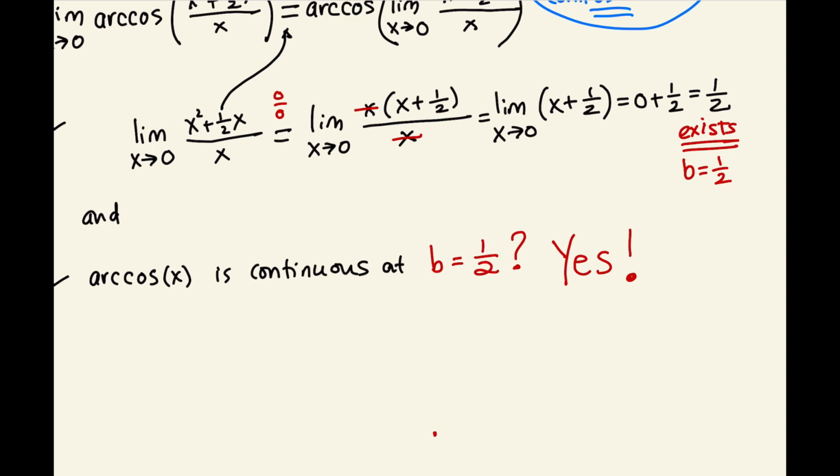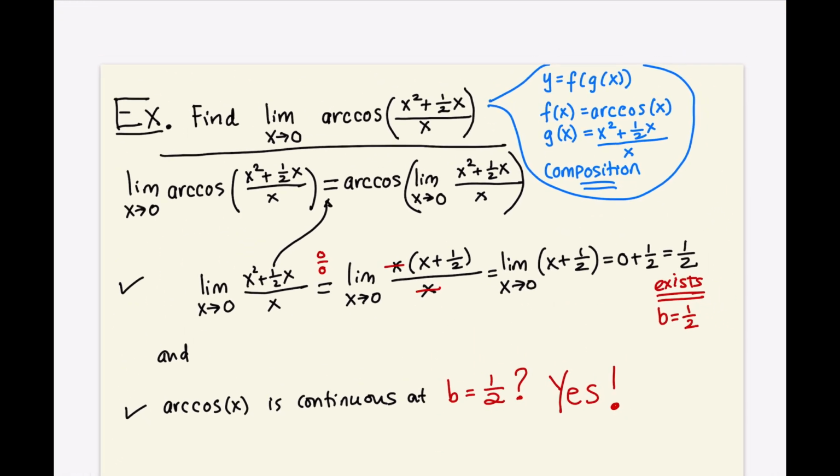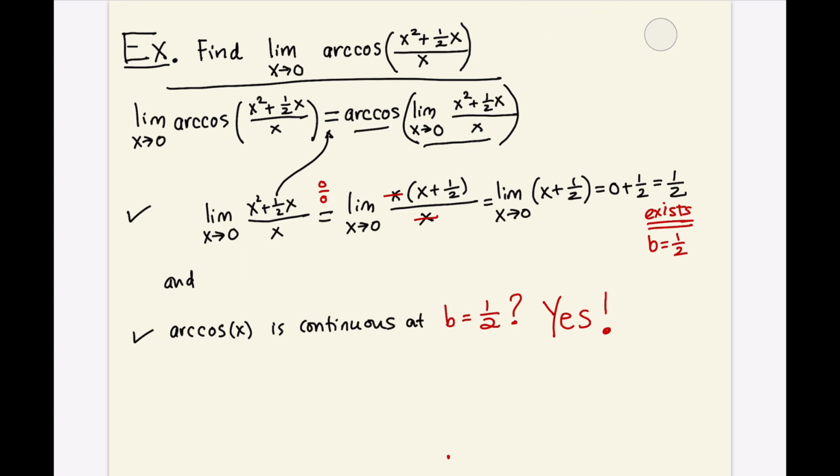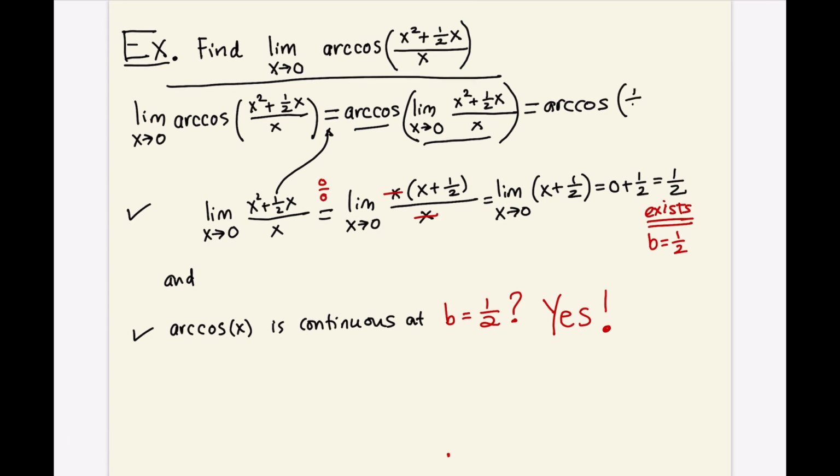So let's go back to the original question. Both of the conditions are satisfied. The inside limit exists, and the outside function is indeed continuous at that limit. So the theorem tells us then that this is equal to arc cosine of the limit, which was 1/2, and arc cosine of 1/2 is pi over 3. And that would be our final answer.